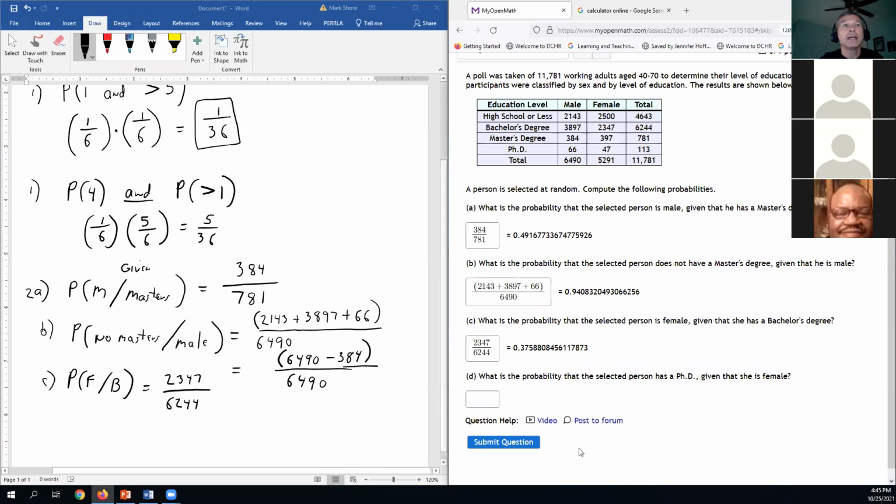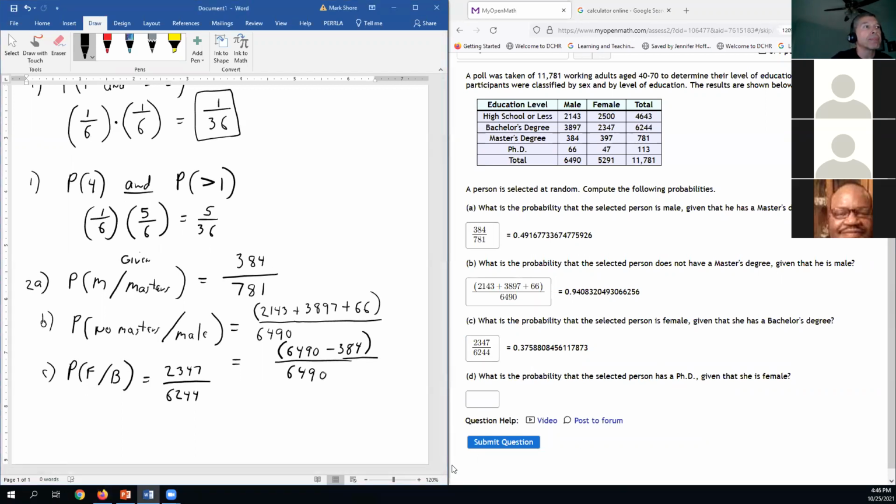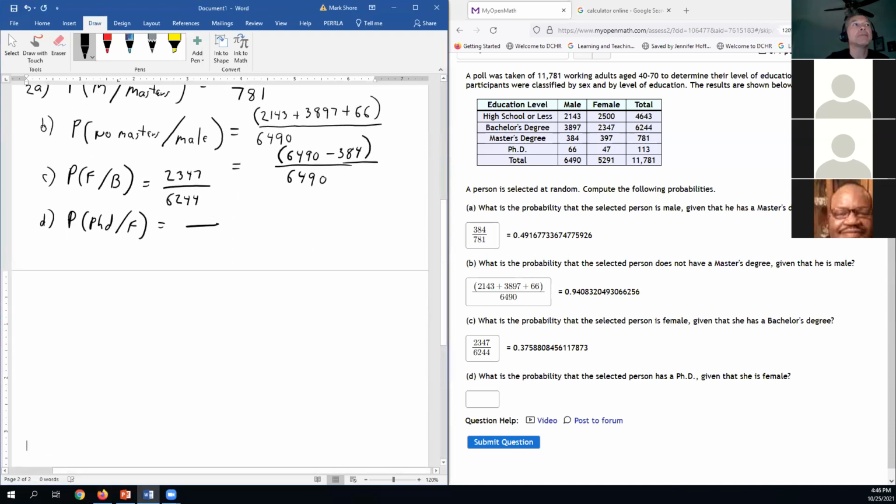And let's go down here at the bottom, get the last one. So on part D, it says, what is the probability that the selected person has a PhD? So I'll just do this, probability of PhD given female. So does somebody want to tell me what fraction that would be? Here on this last one, I'll let you guys see if you can get this one. Probability of a PhD given female. How about this? What would the denominator be?